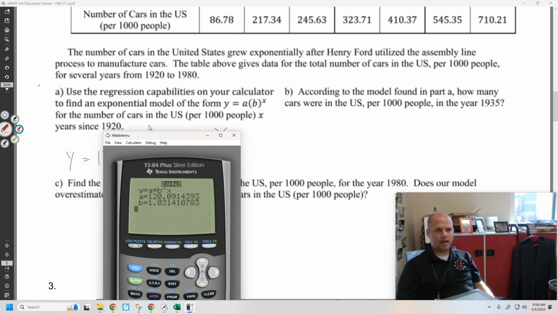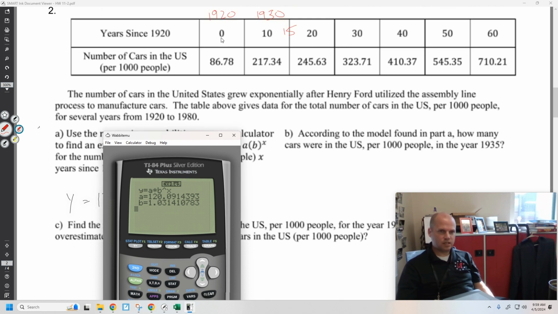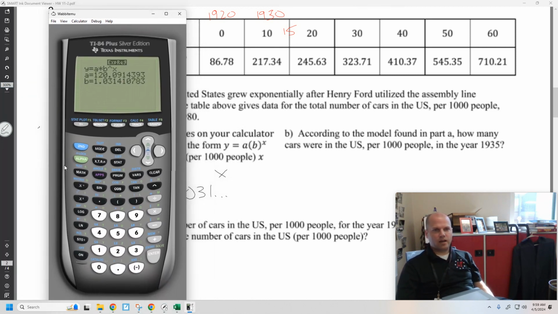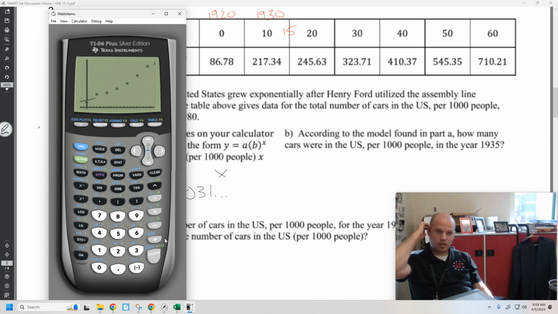I'm assuming that x years since 1920 means this is 1920. So we go. Okay, now again, we can graph our data. We could have seen that it's exponential. Remember how to graph your data: turn on your stat plots, go ahead and Zoom Stat. It fits all of your data points. You can see your exponential model.